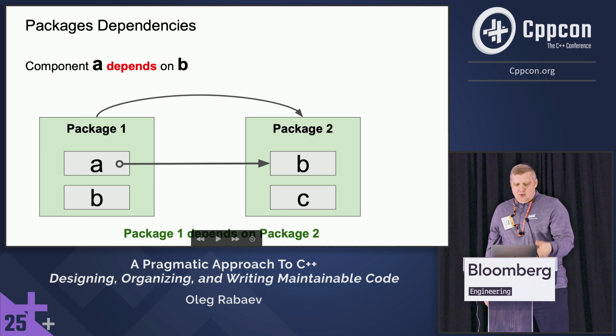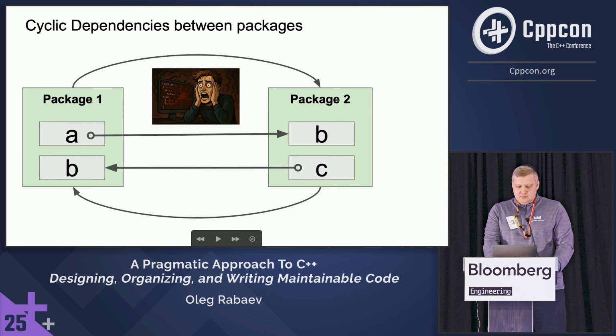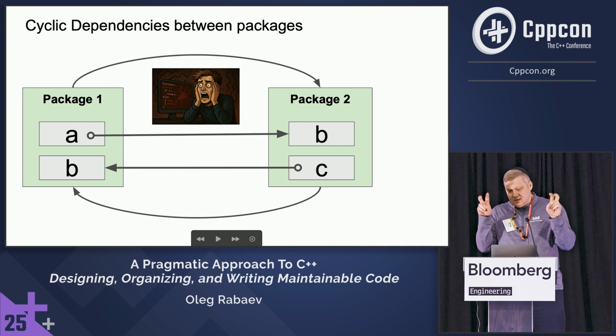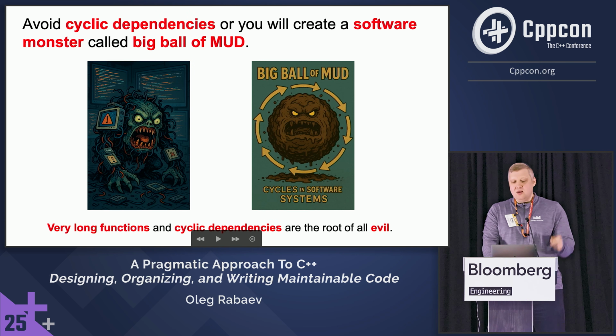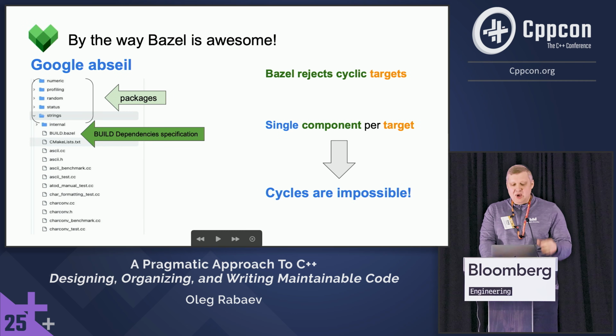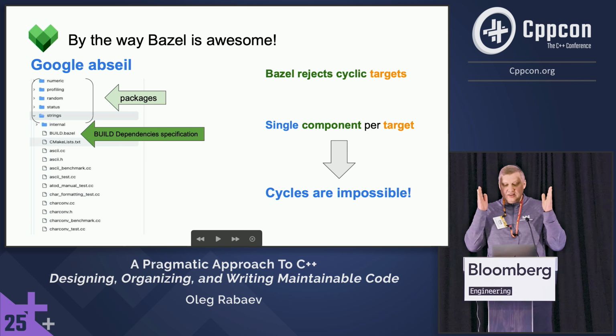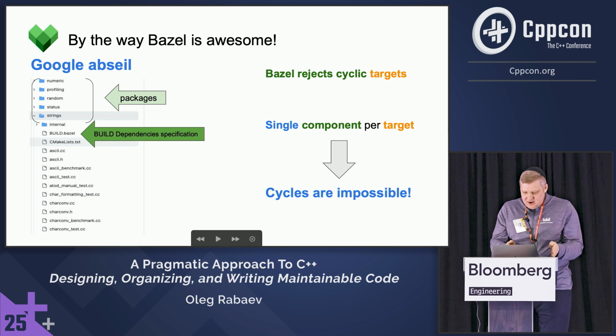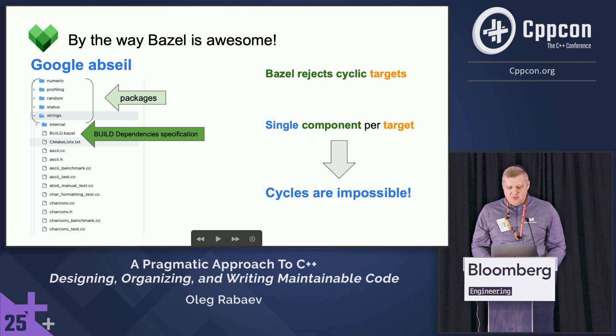Package dependency. So this is normal, right? This is abnormal. Even though there are technically no cycles between components, there is a cycle between packages, right? Cyclic dependencies will create a software monster, which John calls a big ball of mud. Bazel is awesome. Bazel rejects cyclic targets. If you have your component per target, cycles are impossible, right?